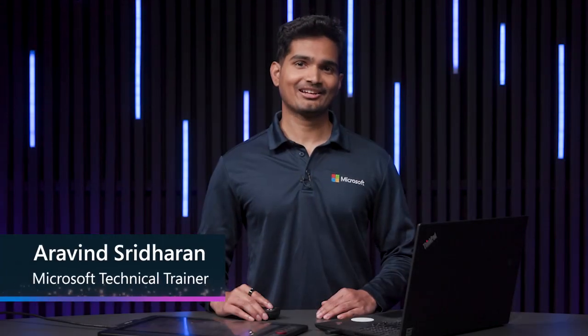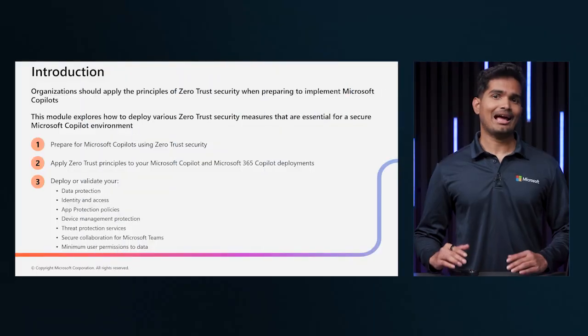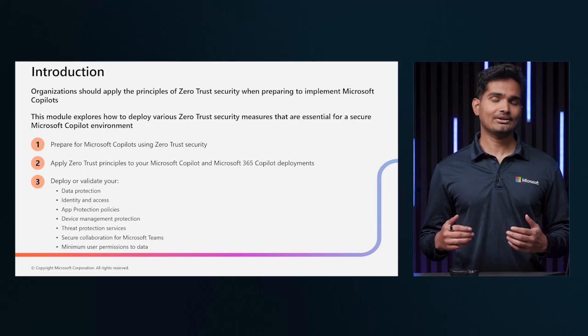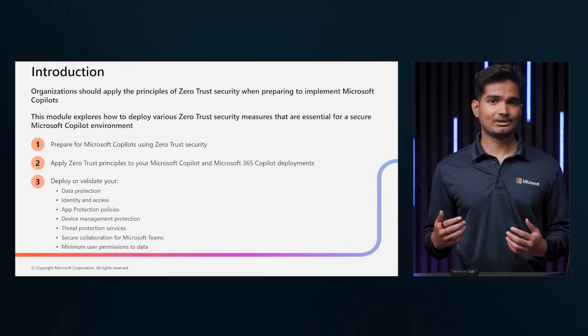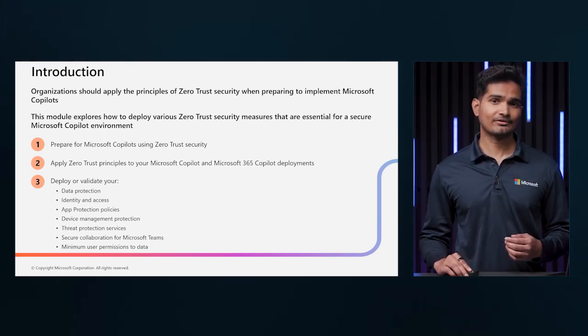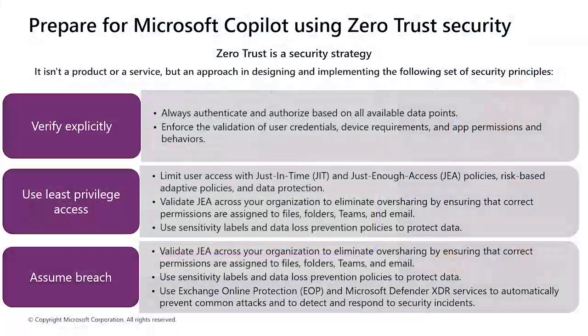Hi, welcome back. The objective for this module is for us to learn how to apply the principles of zero trust security when preparing to implement Microsoft Copilot. We will learn how to deploy or validate your security measures such as data protection, identity and access, app protection policies, device management protection, threat protection services, and secure collaboration for Microsoft Teams.